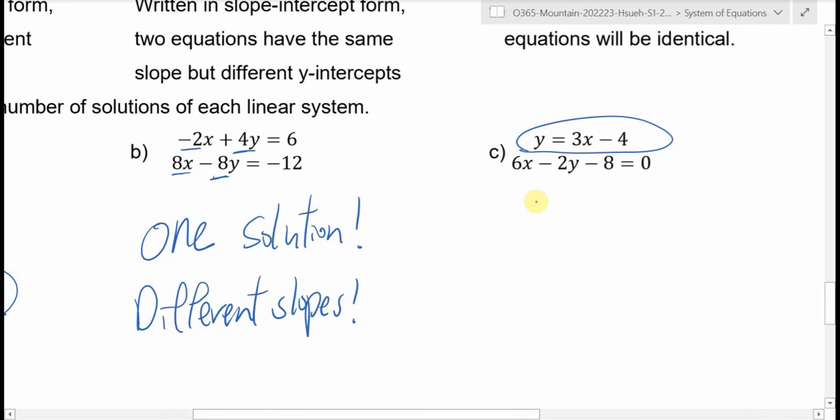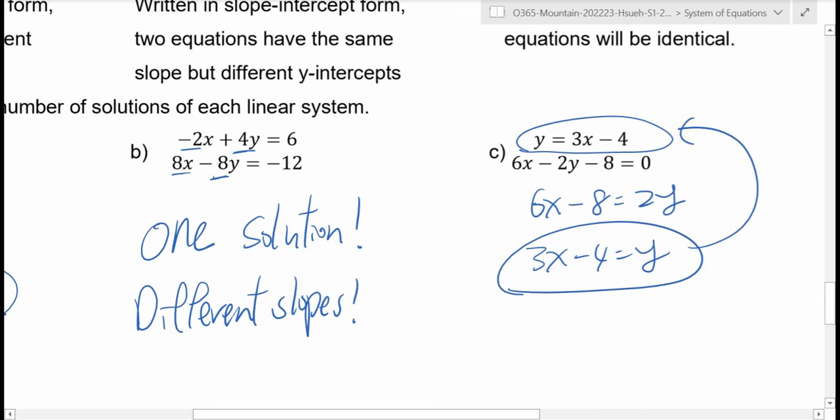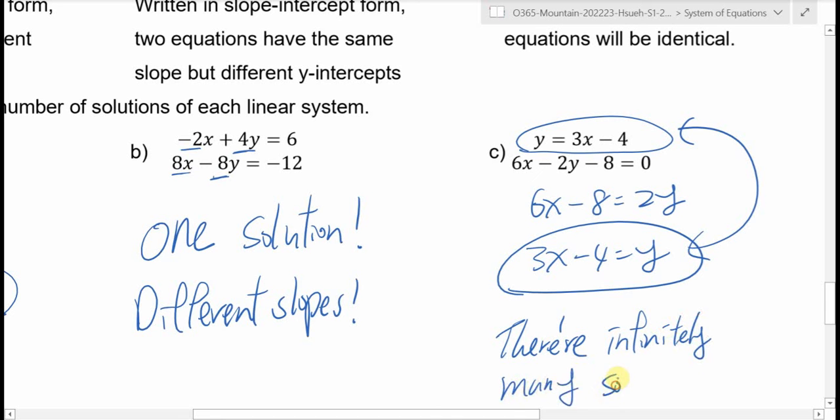I'm going to move 2y to the right instead, so instead of moving 2 terms, I'm moving 1 term only. Now divide both sides by 2, and you get 3x minus 4 equals y, which is exactly the same as that. Therefore, these two lines are identical. They're coincident lines, and the equations are identical, as you can see. That means there are infinitely many solutions.